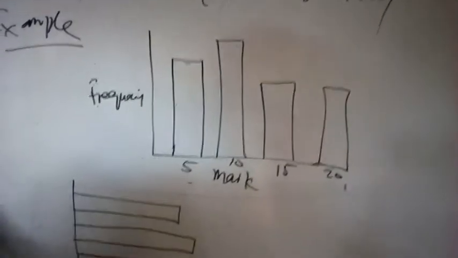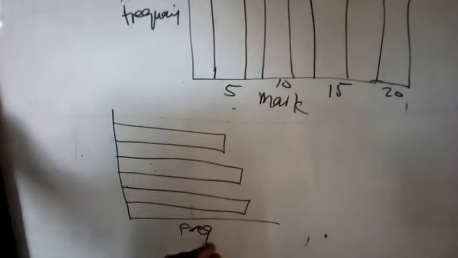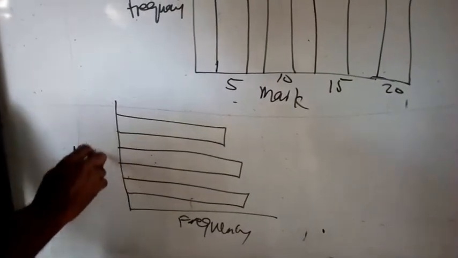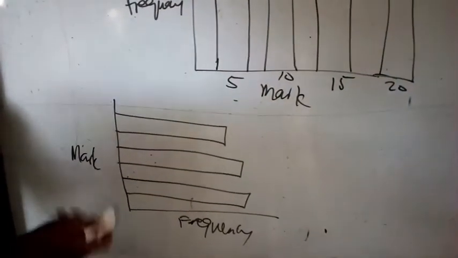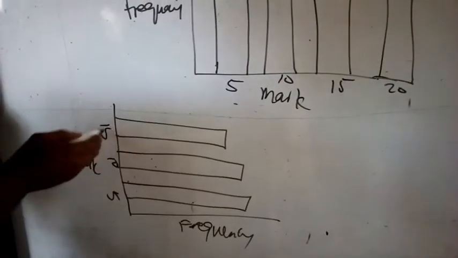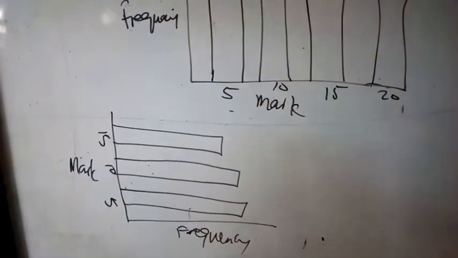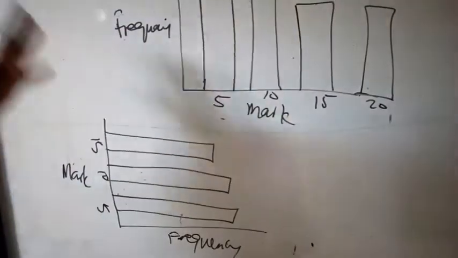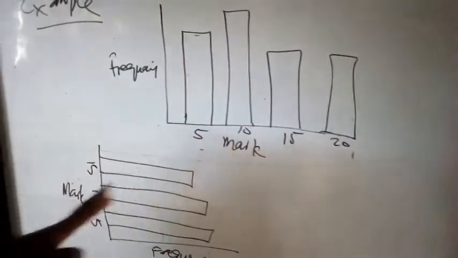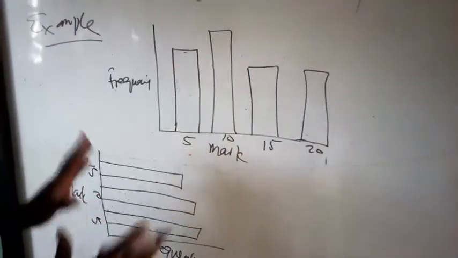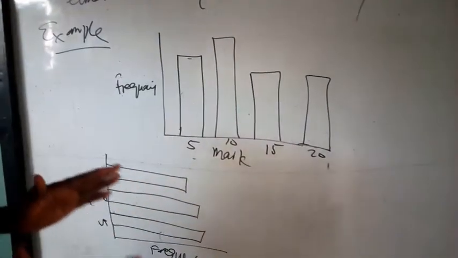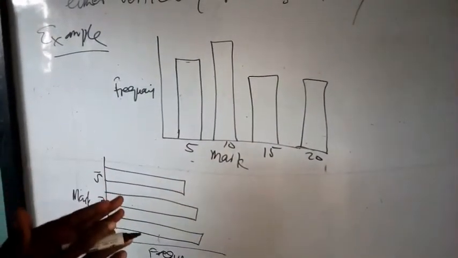You may have your frequency, or you have your mark, where you have your 5, 10, and 15. So I'm just showing you a typical bar chart. What do you see here? You find out that each of the bars in the bar chart has equal spaces between them. The bars are standing by themselves. They are not joined together.